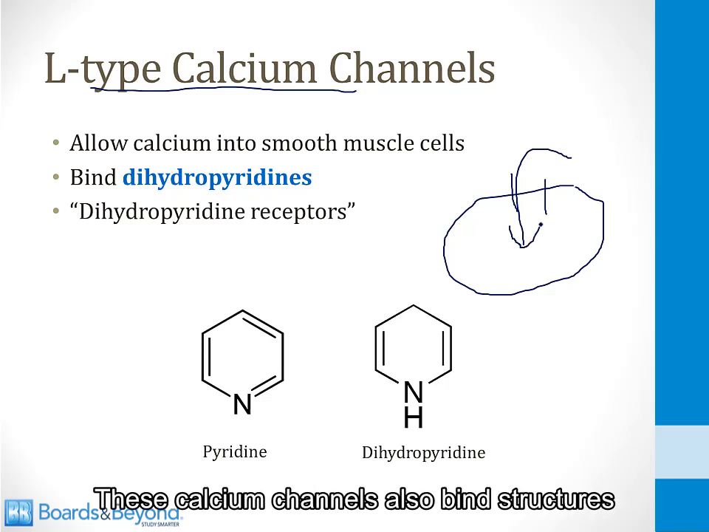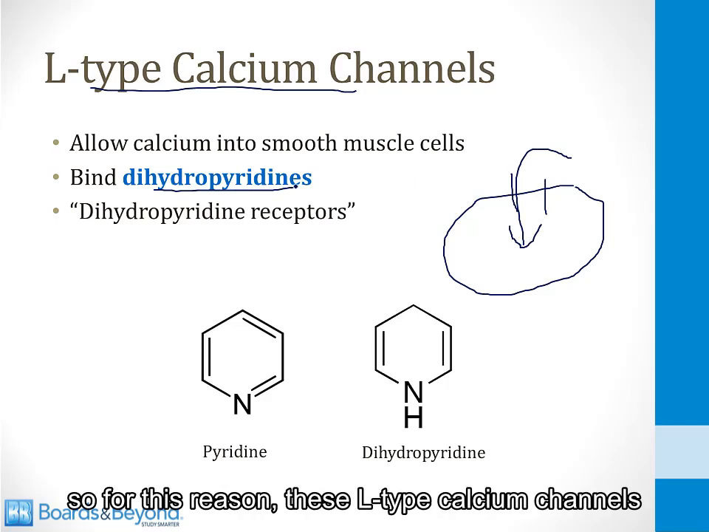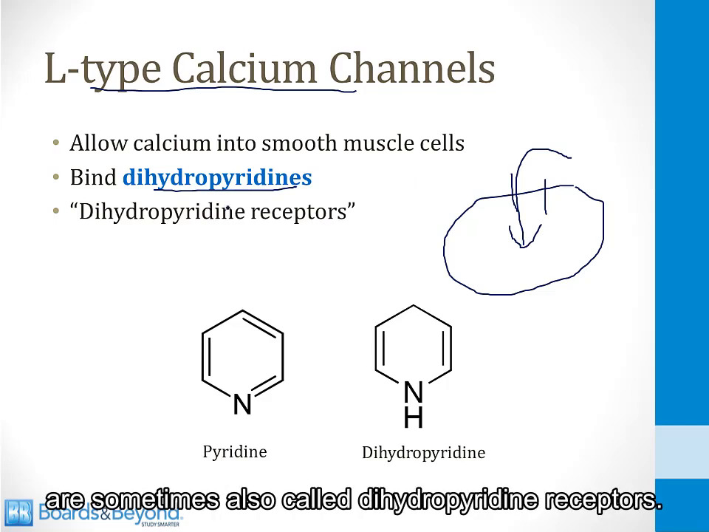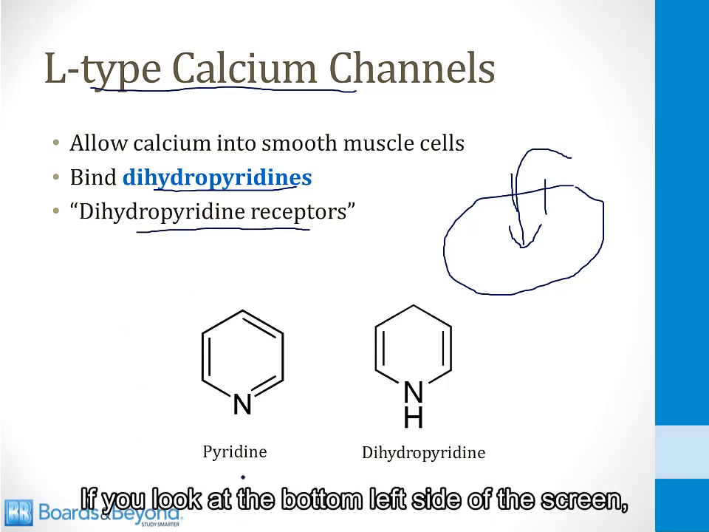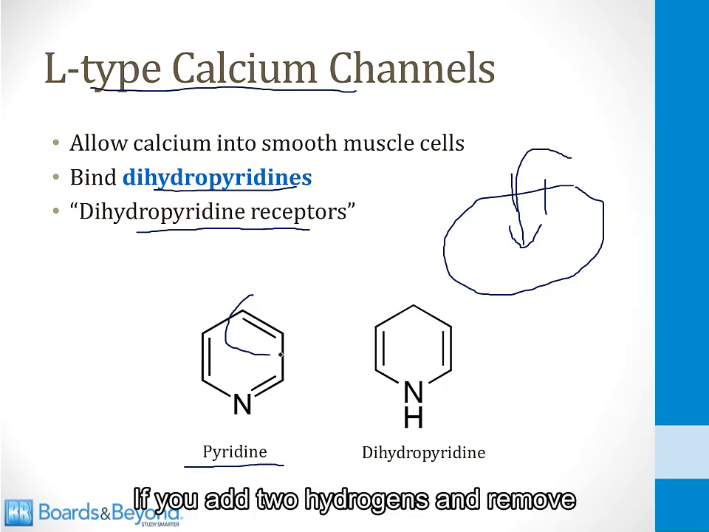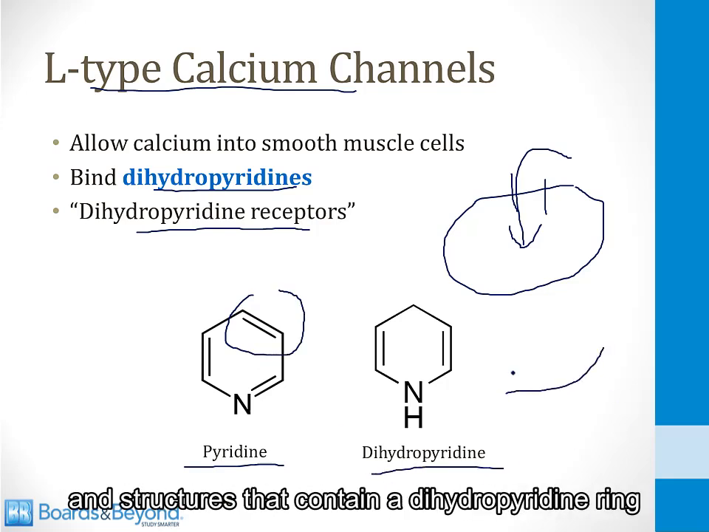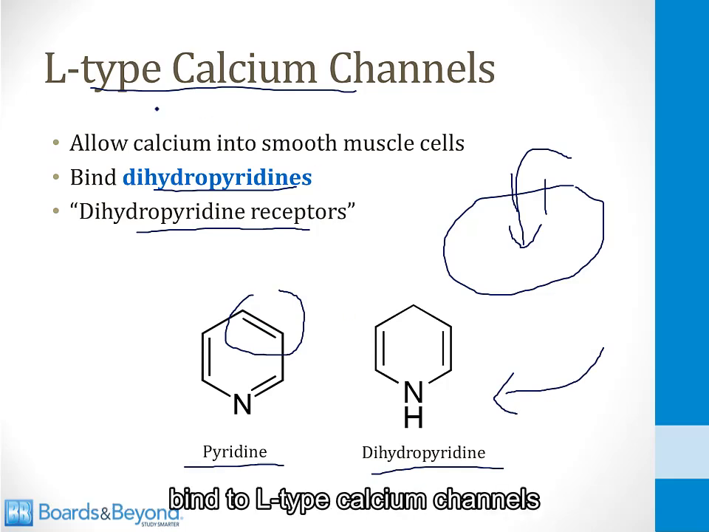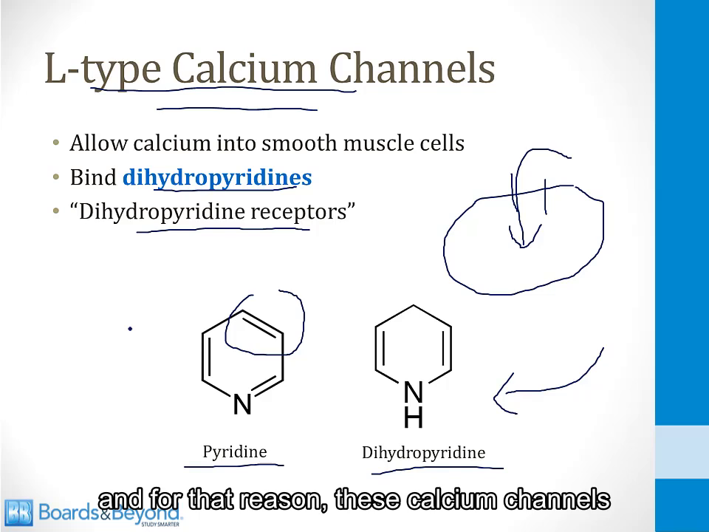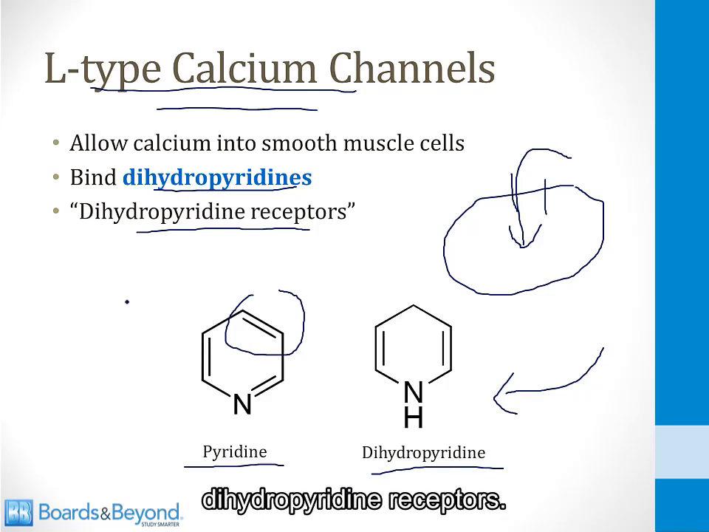Now these calcium channels also bind structures known as dihydropyridines, so for this reason, these L-type calcium channels are sometimes also called dihydropyridine receptors. If you look at the bottom left side of the screen, this chemical structure is a pyridine. If you add two hydrogens and remove one of the double bonds, you get a dihydropyridine. And structures that contain a dihydropyridine ring bind to L-type calcium channels, and for that reason, these calcium channels on smooth muscle cells are also called dihydropyridine receptors.